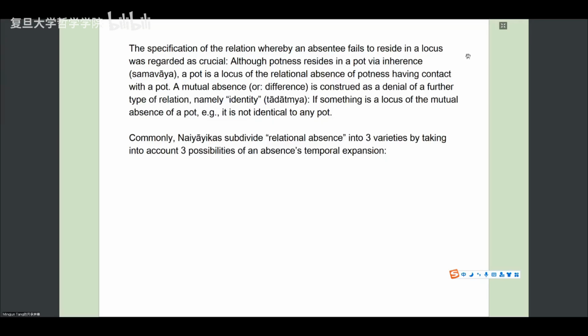A mutual absence or difference is construed as a denial of a further type of relation, namely identity, tadatmya. We will also come back to this. If something is a locus of the mutual absence of a pot, for example, it is not identical to any pot. So that's why one can say that a mutual absence is construed as a denial of an identity. Commonly, Nyayikas subdivide relational absence into three varieties by taking into account three possibilities of an absence's temporal expansion.